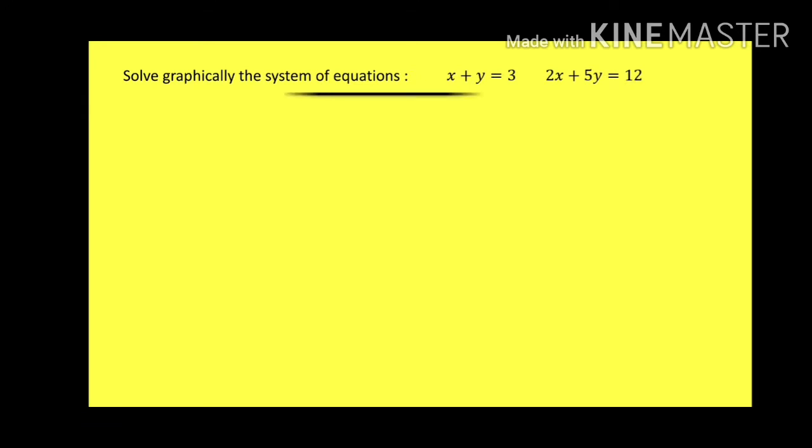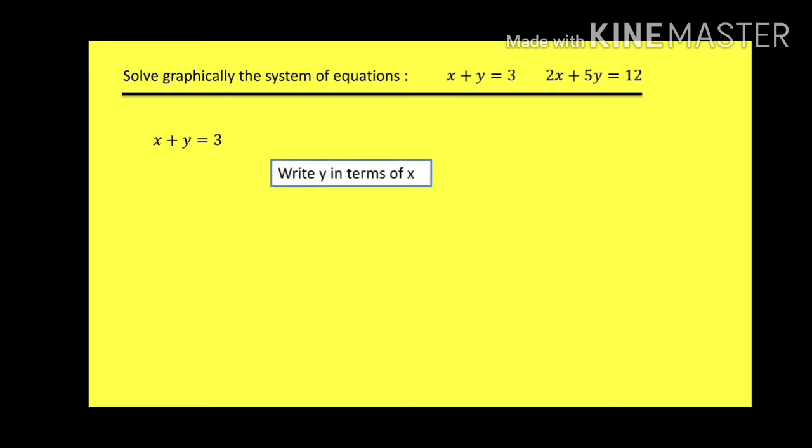So let's start. Let us solve graphically the system of equations x plus y equals 3 and 2x plus 5y equals 12. First, we will consider equation 1, that is x plus y equals 3. So we have to write y in terms of x first. Y in terms of x means y equals 3 minus x, because x is on the left hand side, it will be brought to the right hand side. So y equals 3 minus x.